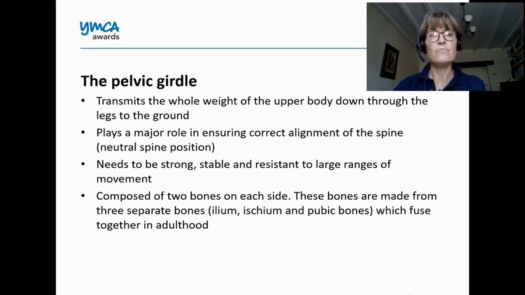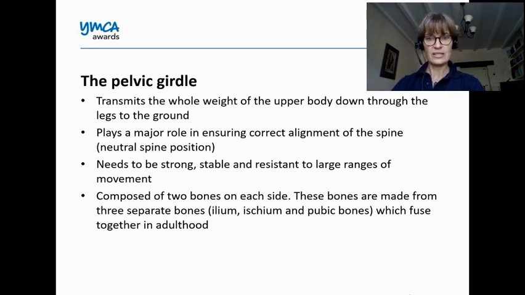So we're now going to move rapidly down towards our pelvic girdle. Now, our pelvic girdle is hugely important because it helps with the transmission of weight from our upper body right down appropriately through our legs to the ground without causing damage. And we need to have a strong pelvic girdle to ensure that we've got correct alignment of the spine. You'll often hear us talking about this neutral spine position where we've got our 4 natural curves of the spine, and our pelvis is critical to allowing this to happen.